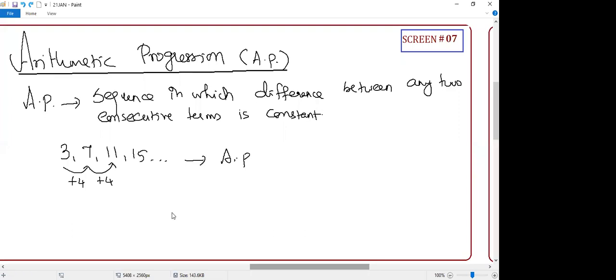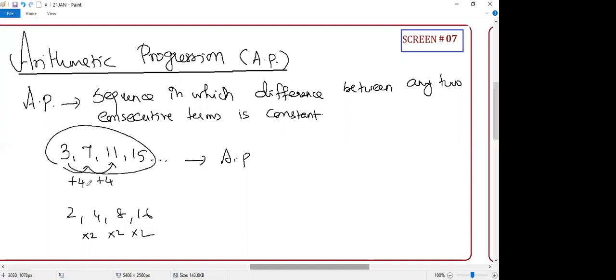GP is only multiplying, and dividing by a definite number. What is the definition? There, you are multiplying: 2, 4, 8, 16, correct or not? Like this, in the other one you are adding plus 4, clear or not? So what is the definition of GP?